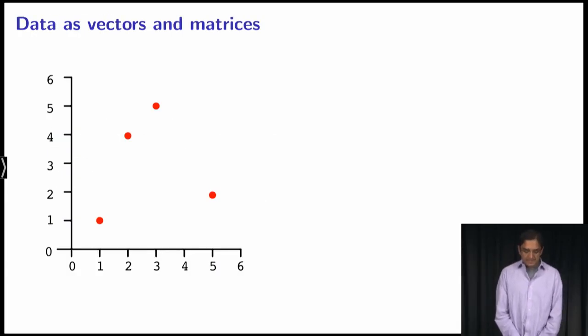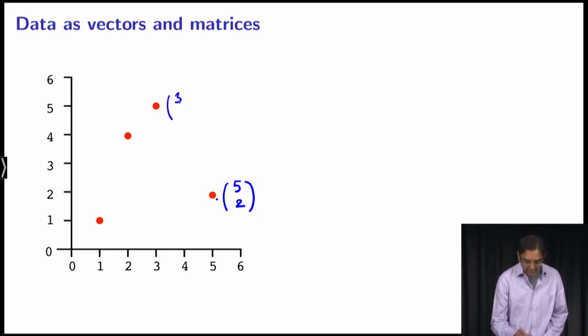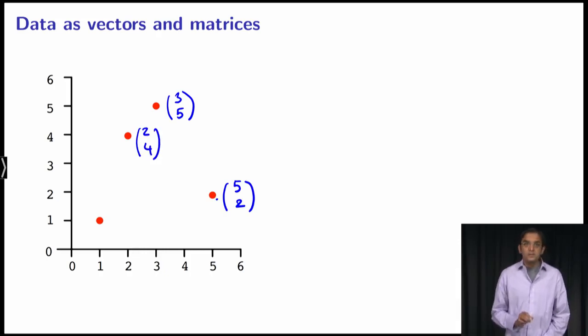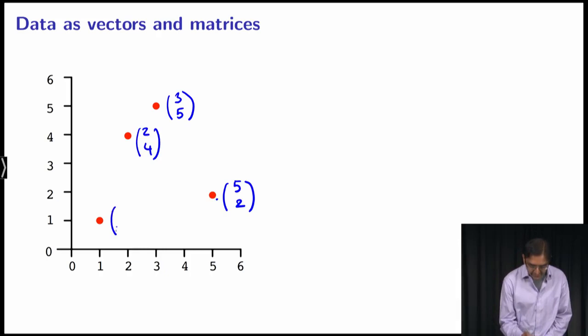So here's a data set consisting of 4 points. We can represent each of these points as vectors. So for example, this point over here is the vector 5, 2. So we can write it like this. And this one up here is 3, 5. And the one near it is 2, 4. 2 along the x1 axis, 4 along the x2 axis, and this one is 1, 1.